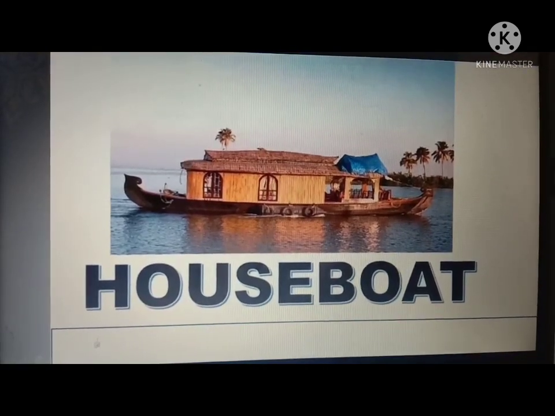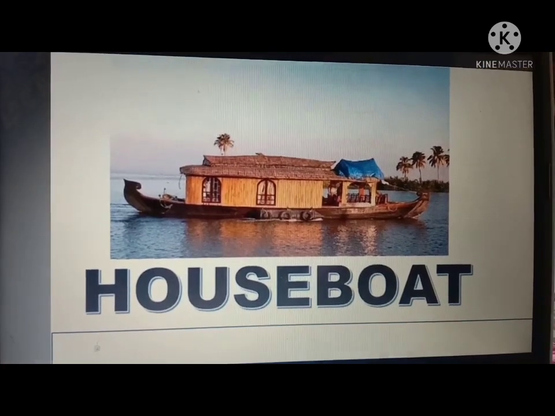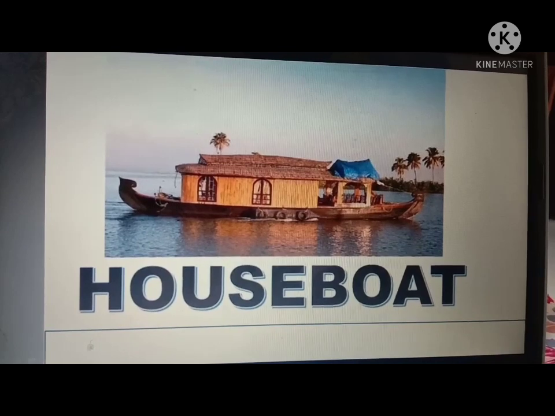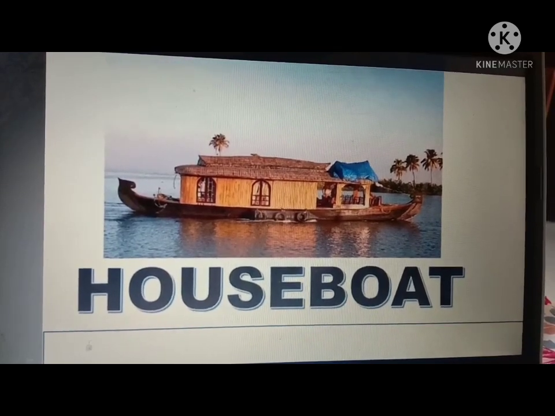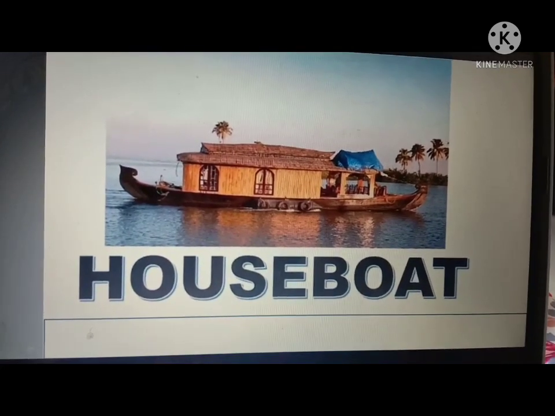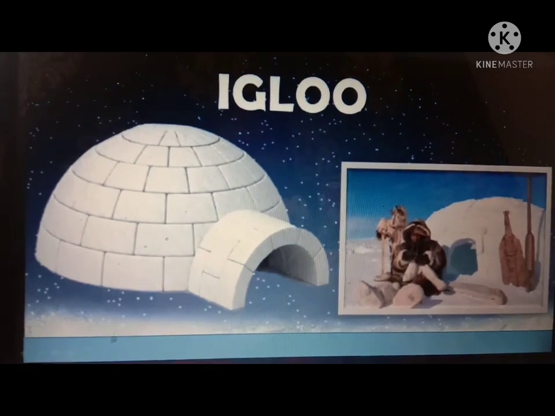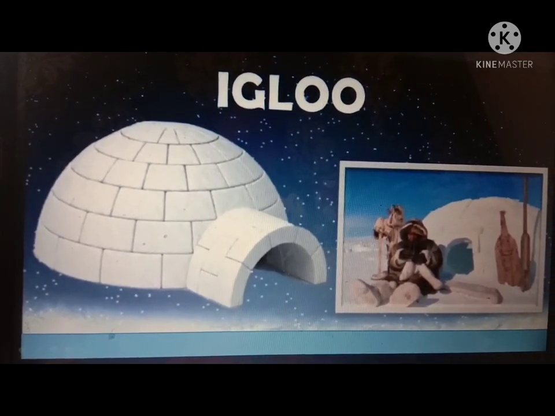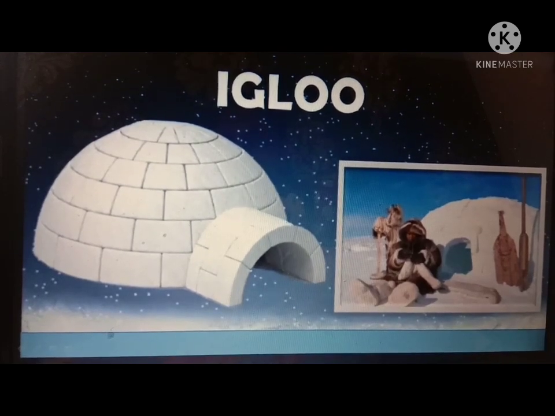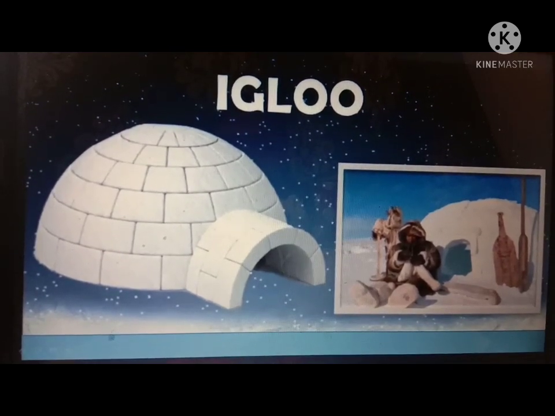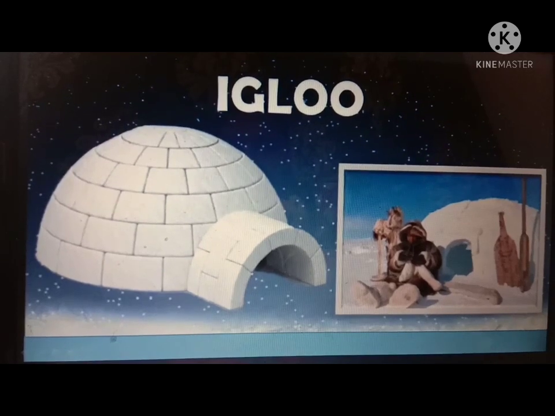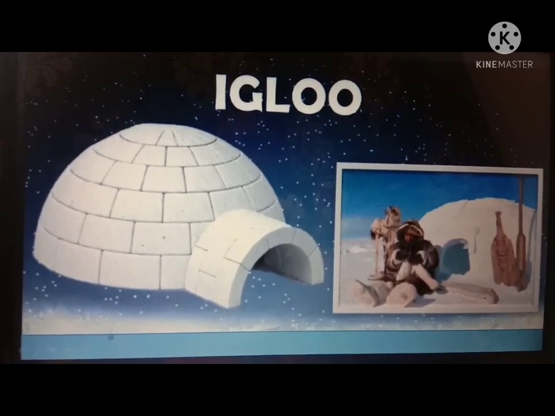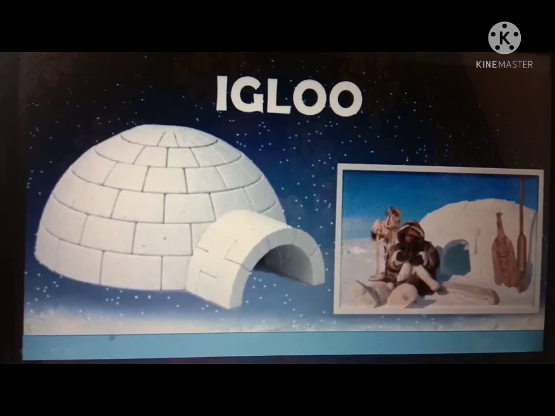We have also studied about houseboat. Houseboat is a moving house mostly made up of wood. This is a picture of an igloo. It is made up of blocks of hard snow. You can see the picture of an igloo and the people who live in such houses are called Eskimo.